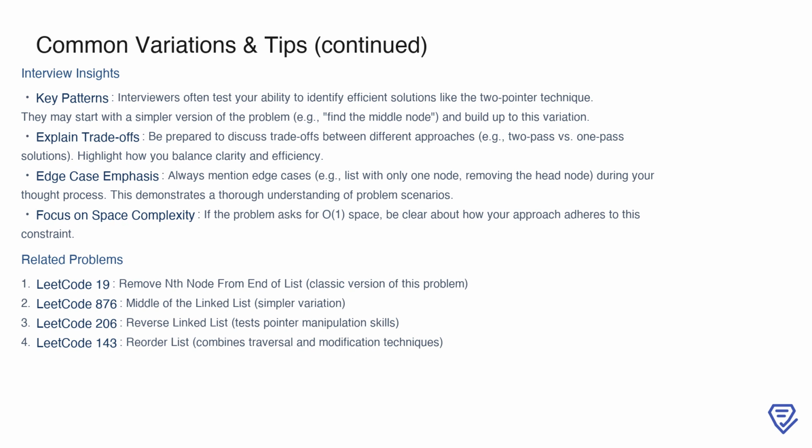Always emphasize edge cases during your thought process, such as handling a list with only one node or removing the head node. This shows interviewers that you're thorough in your analysis. Finally, if the problem specifies O(1) space complexity, be explicit about how your solution adheres to this constraint, as this demonstrates your attention to detail.